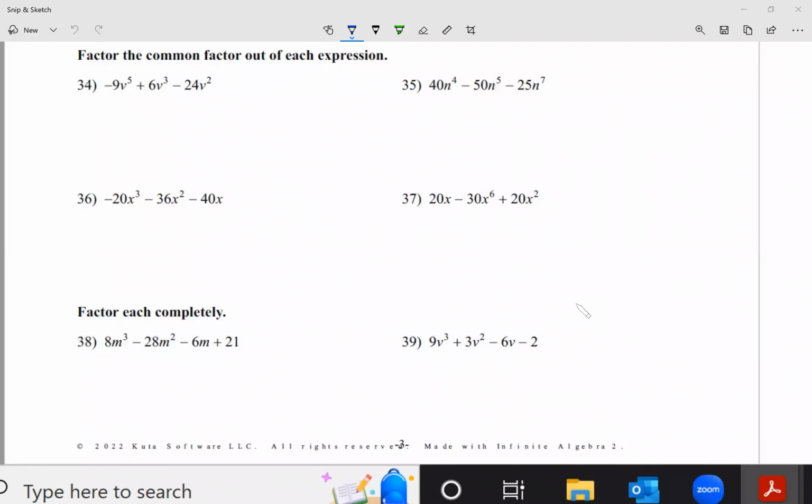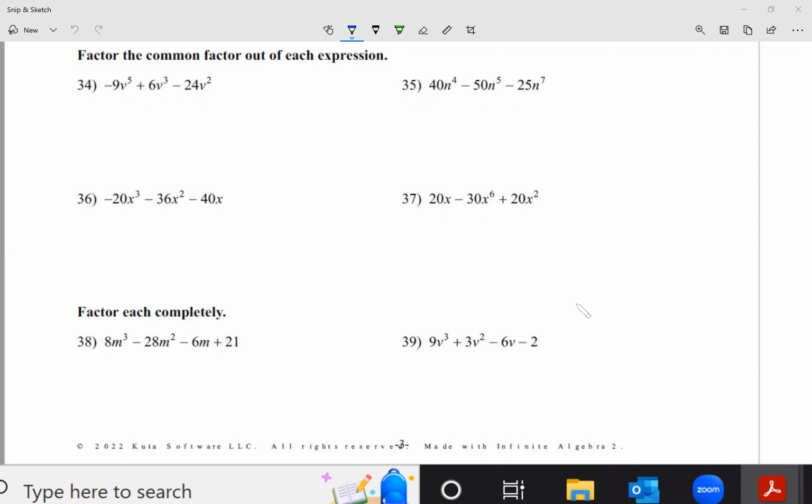Okay, so we're going to be moving into factoring, right? We talked about dividing last week. We talked about greatest common factor already. Now, what I'm going to be doing here is factoring the common factor out of each expression.